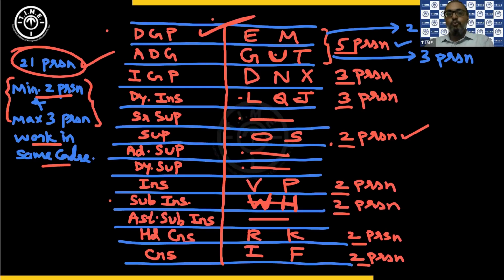So yes, now we can fix. Say it is confirmed. Correct. 3 persons in ADG. Thank you. Perfect. So along with the G, you will have U and T. So that way we have 21 persons here.